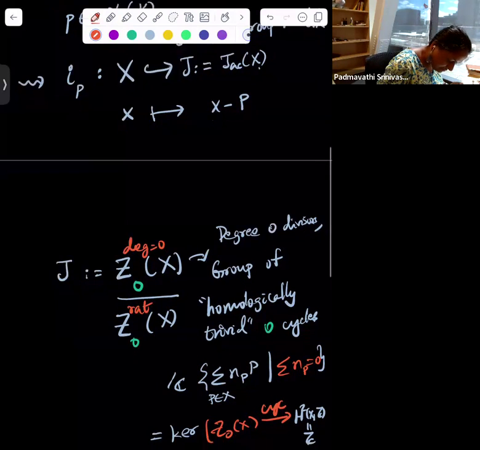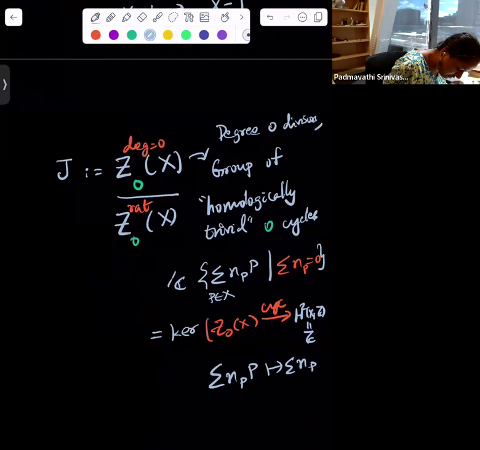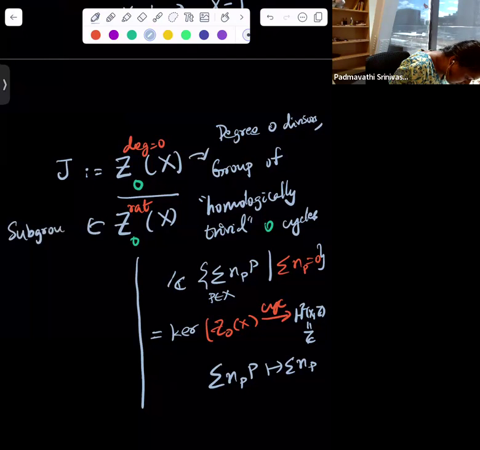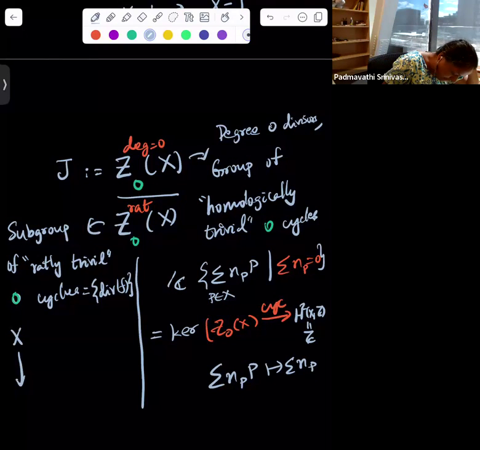So this is the subgroup of rationally trivial zero cycles, zero here being the dimension. So for the graduate students in the audience, these are divisors of functions on the curve, right? So you pick your favorite function, rational function on the curve.